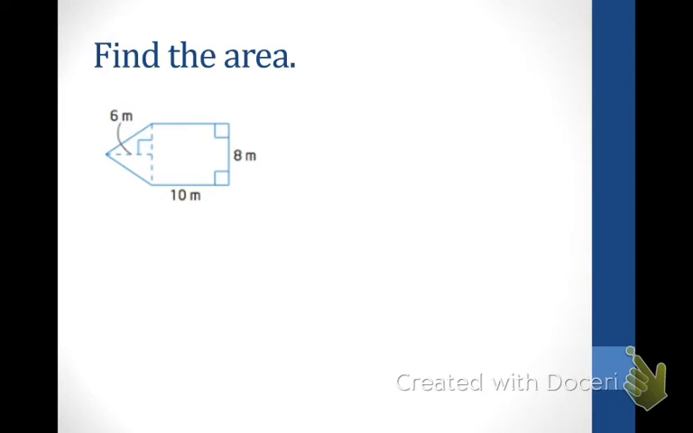So to warm up, we're going to do some composite shapes. Remember, composite means there's two polygons added together. So you've got a triangle right here, right? And then you've got a rectangle. So we're going to find the area of both, and since the triangle was added on to the rectangle, you're going to add them together. So we're going to find the area of the triangle first.